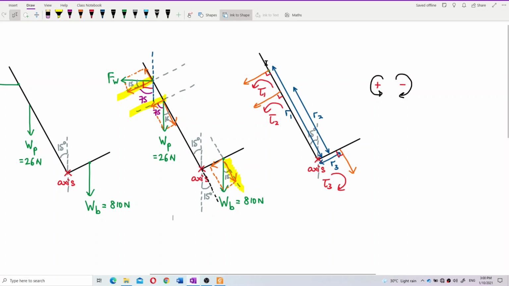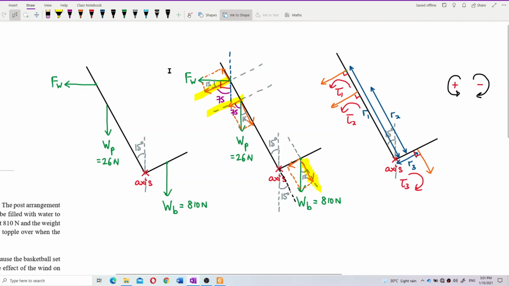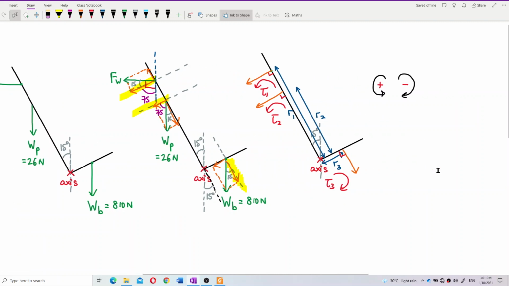Try to find out what these distances are, because we are going to use this R1, R2, and R3 to find torque 1, torque 2, torque 3. This is F1, this is F2, this is F3. So try to find all these torques. Then you can apply the total torque equal to 0 to find the FW. So that's how we do it.